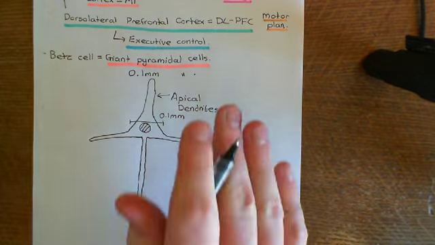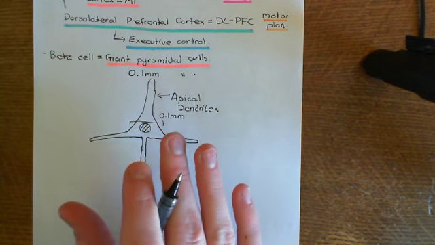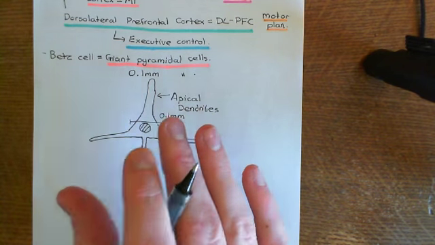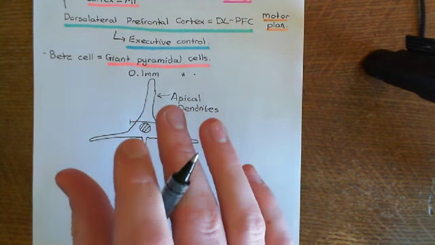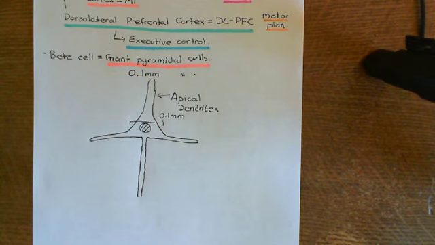Okay, right. So these are the special types of cells that you've got in the primary motor cortex. They're not the only types of cell that you've got in the primary motor cortex, but these are the important ones. These are the ones that are actually going to send their axons down and synapse onto motor neurons in the spinal cord or in the brainstem nuclei.